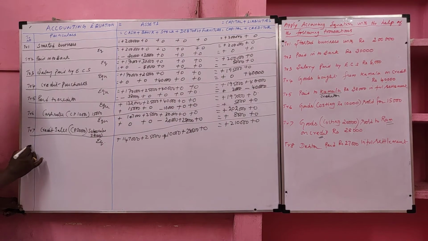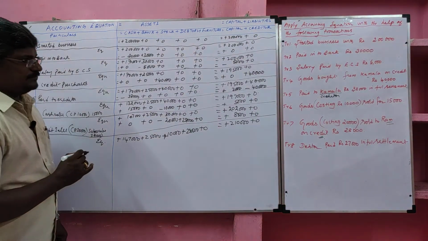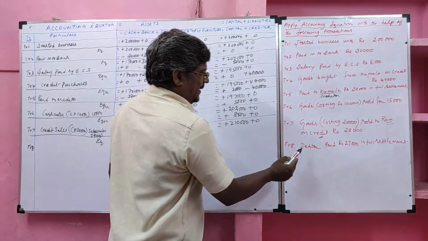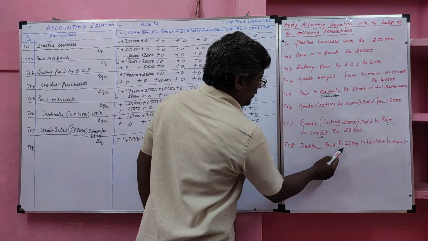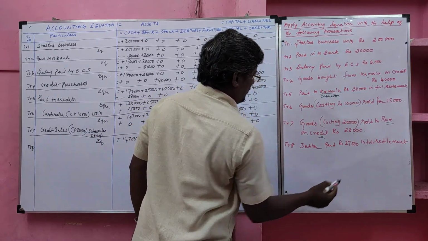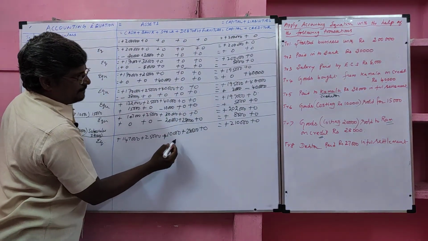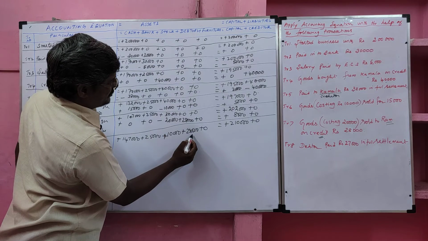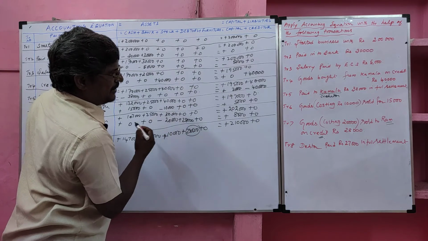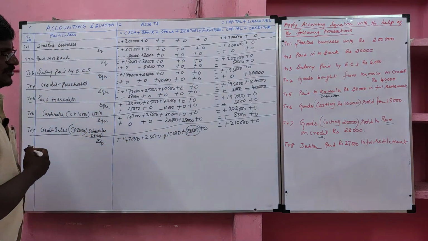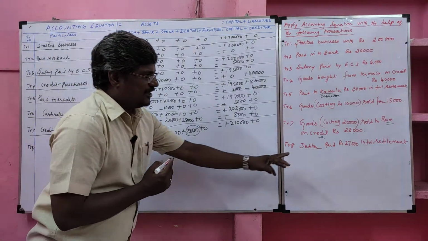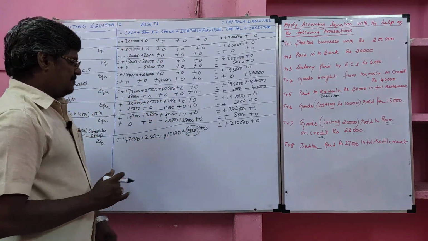Now transaction 8. Debtor paid 27,000 in full settlement. Actually, the debtor value is 28,000. He paid 27,000 in full settlement.